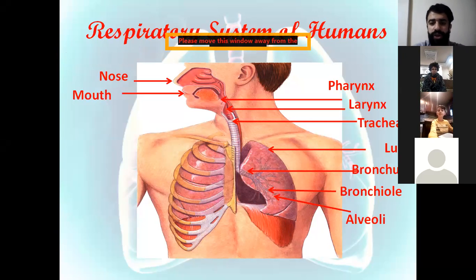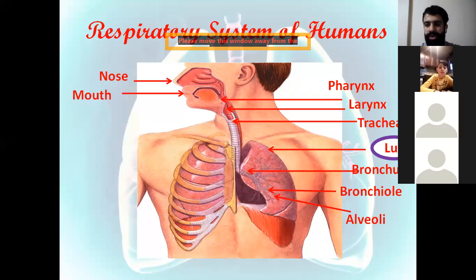But you have to know that the most important organ in the respiratory system of humans, which are mammals, we are humans, we are mammals, is the lungs. So the lungs are the most important organ inside the respiratory system.